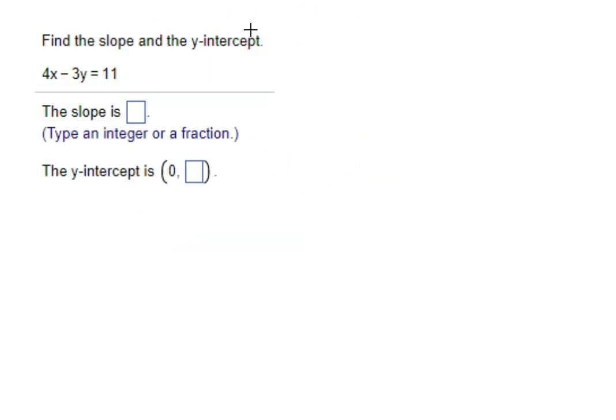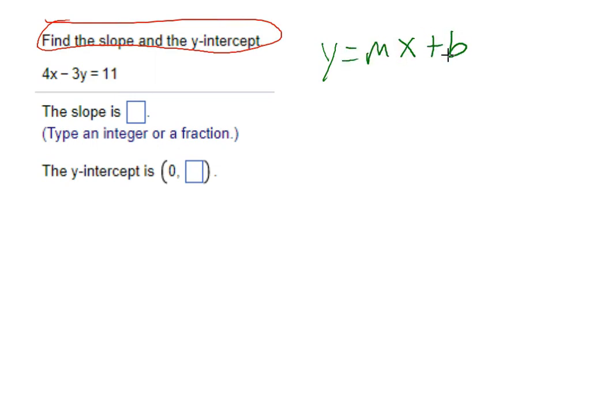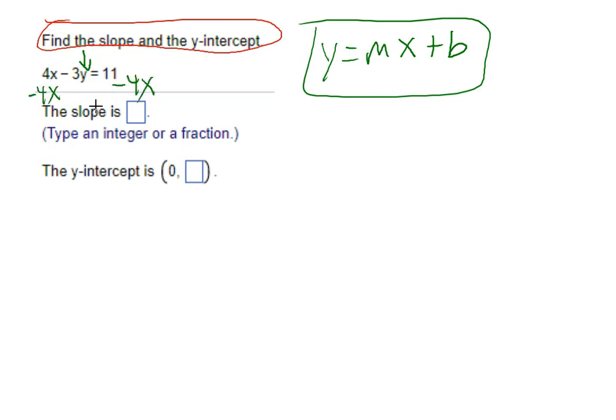All right. Find the slope and the y-intercept. So to do that, we've moved into the territory of linear equations. And to find the slope and the y-intercept from an equation, you want to set up your equation in this form. It's the slope-intercept form, and the way you get it in that form is you solve the equation for y. So I'll start by subtracting 4x from both sides, and I will get negative 3y equals 11 minus 4x. So don't forget that negative sign in front of the 3y. That gets copied down as well.